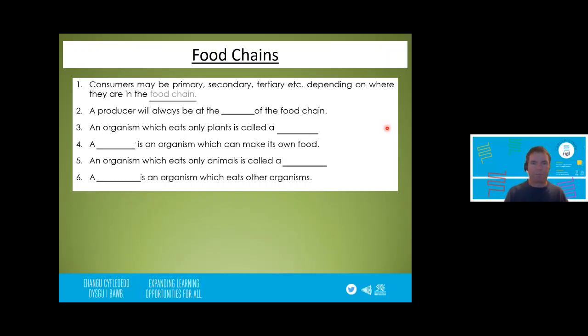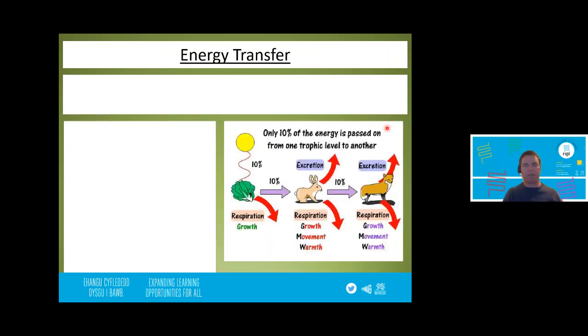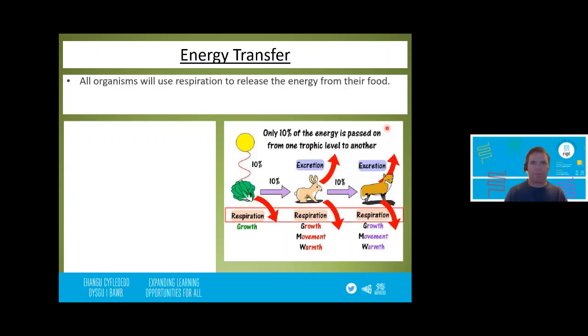Let's crack on. Right, now here's the tricky bit. Okay, energy transfer. Excuse me. Now let's have a look at what this diagram is showing down here. So first of all, this goes back to that learning objective about how energy is transferred, and that you have energy passed on and energy which is lost.